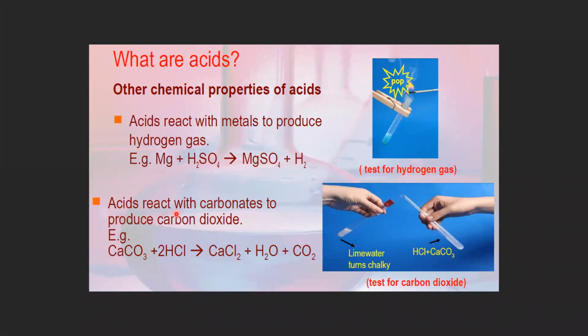Now acids react with carbonates to produce carbon dioxide. So CaCO3 plus 2HCl produces CaCl2, calcium chloride, plus water plus CO2. This is carbon dioxide. Calcium carbonate plus 2HCl, hydrochloric acid.